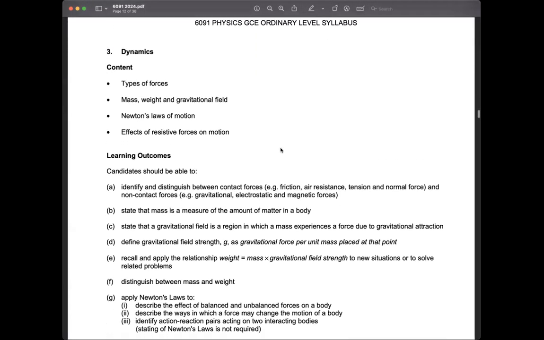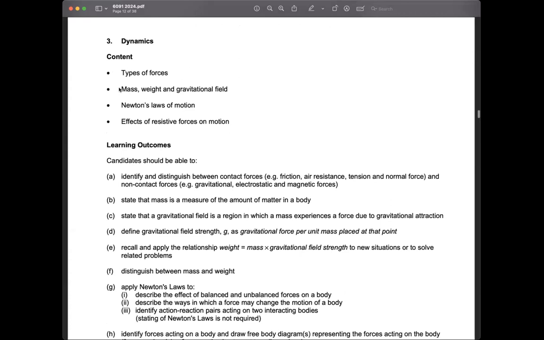Okay, so we are now at the topic of number 3. You need to know the types of forces. You need to know mass, weight, and gravitational field. You need to understand Newton's laws of motion. And lastly, how resistive forces can affect motion. So these are the 4 things that I'm going to go through in this topic. This topic is quite big, so I will spend 2 lessons on the theory of this topic.